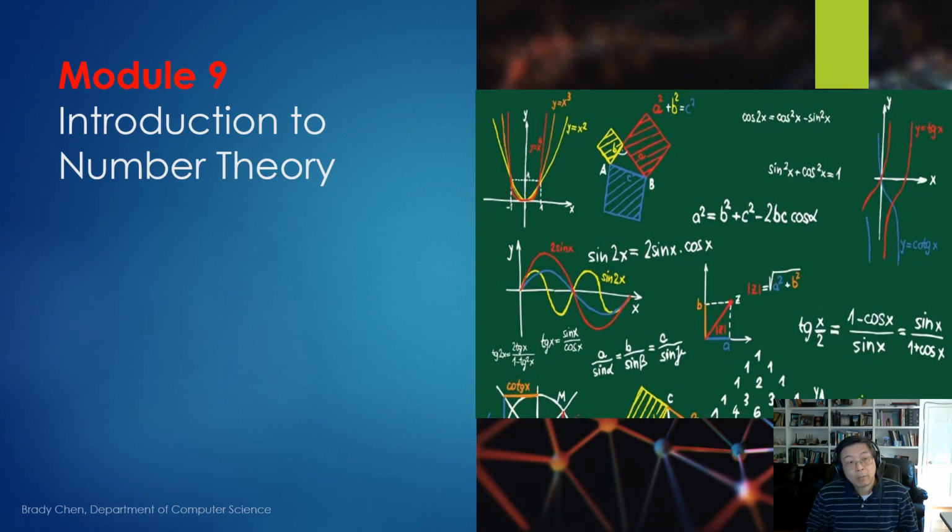Today we're going to talk about Module 9, Introduction to Number Theory. Number theory has many applications. The well-known RSA crypto system is built upon number theory. So that's something we're going to talk about in this module.